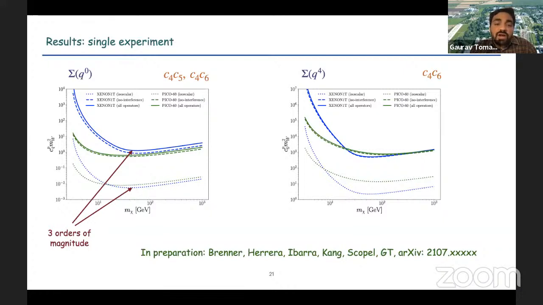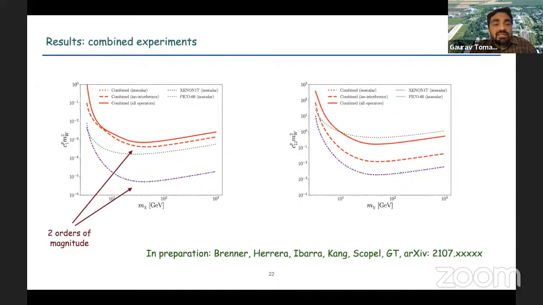Just to give you some idea about spin dependent interaction, here I have shown C4 and C6, and here the bound is relaxed by 3 orders of magnitude. And this is the result when you combine experiments. Here you could see that this combined experiment is more constraining. I have not shown you the other line from xenon. It should be somewhere up here, and PICO should be somewhere further up. Anyway, so this is the overall idea of including interference in our calculation.